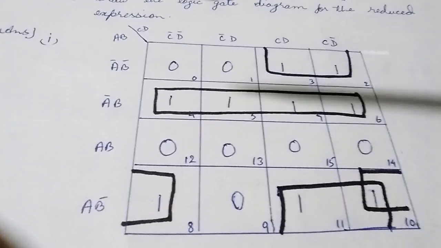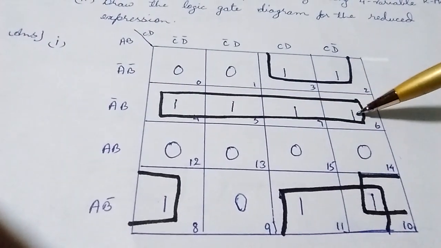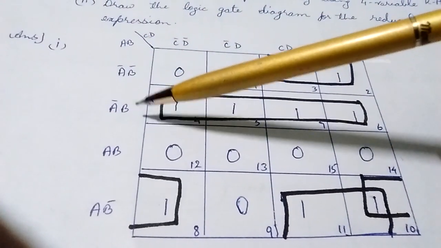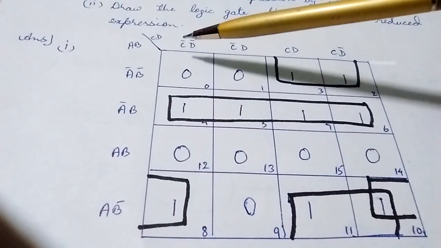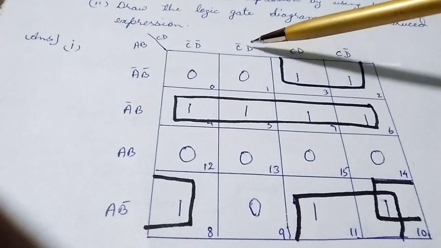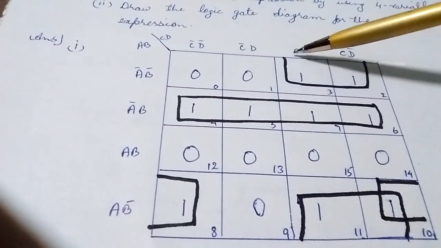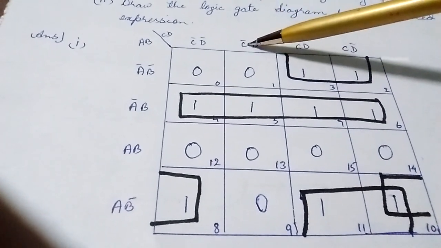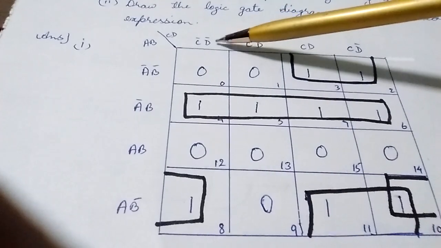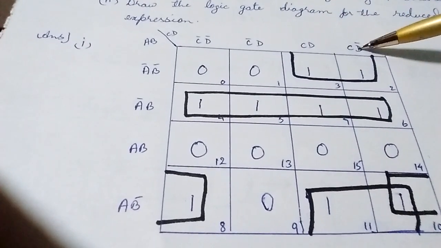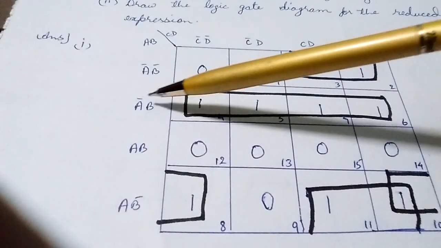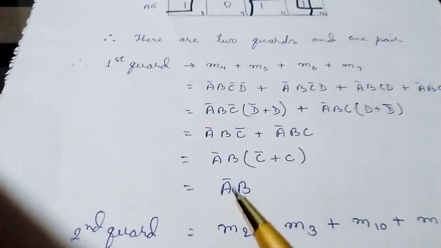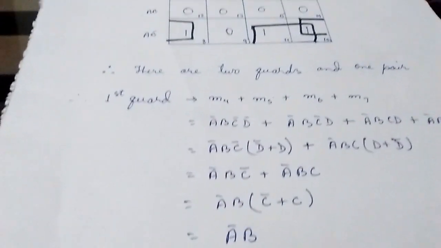We can see from the Karnaugh map also how it is reducing. We see that the first quad that we have considered here, A bar B is common for all the ones. So A bar B will remain. Now we see that C bar D bar, C bar D. So this D and D bar will cancel, whereas the C and C bar will cancel. Here also C and C bar will cancel, whereas the D and D bar will cancel. So for this quad we will get the reduced expression as A bar B.